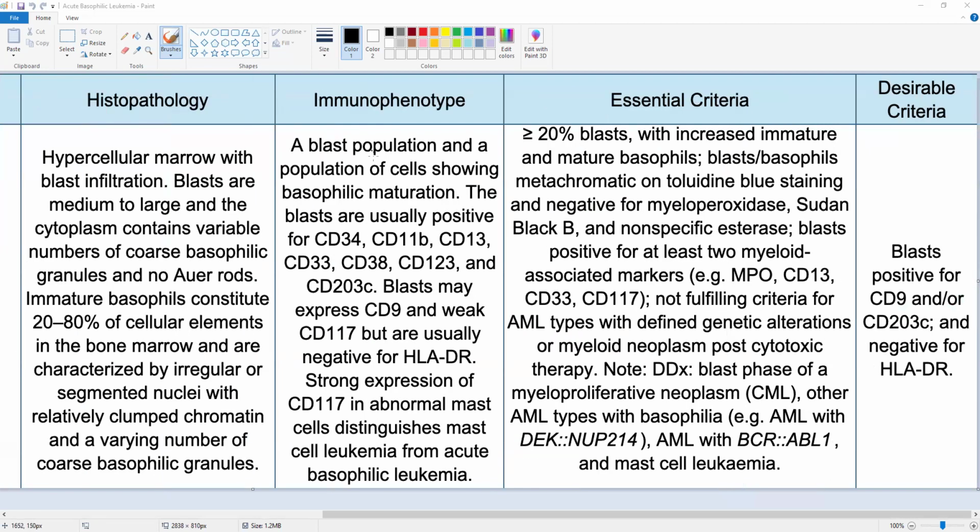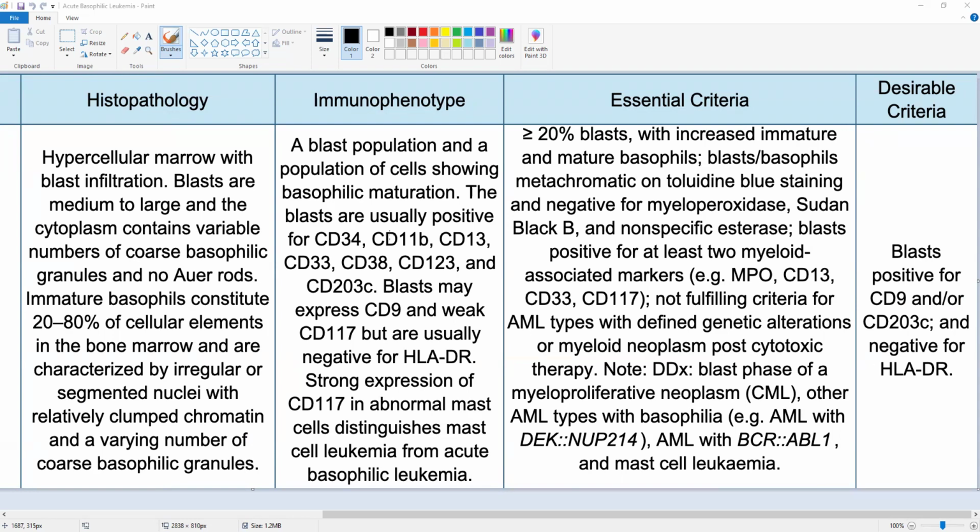By flow cytometry, the blast population can be identified, and sometimes you can identify a blast population and a population of cells showing basophilic maturation. The blasts are usually positive for CD34, CD11b, CD13, CD33, CD38, CD123, and CD203c. The blasts may express CD9 and weak CD117, but are usually negative for HLA-DR. And generally speaking, basophils are CD123 bright, but are negative for HLA-DR.